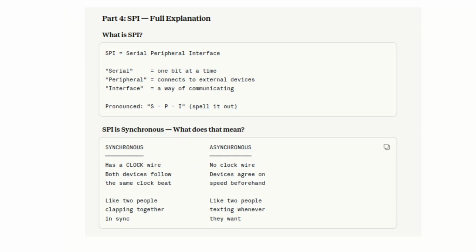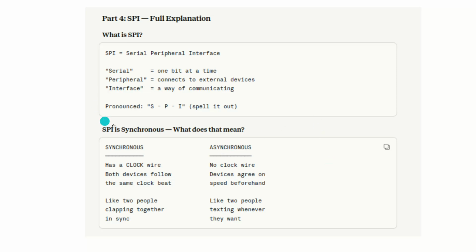SPI is the serial peripheral interface. Serial means one bit at a time. Peripheral means it is connected to an external device. Interface is a way of communication. So the MCU, the microcontroller unit, can communicate with this external device using SPI, that is, serial peripheral interface. This is how you pronounce it: SPI, that's it.